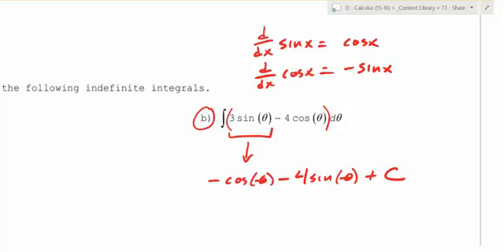Oh, what's in front there? I'm sorry, I lost the 3. It should be negative 3. I'm very sorry, I forgot the 3. It should be negative 3.